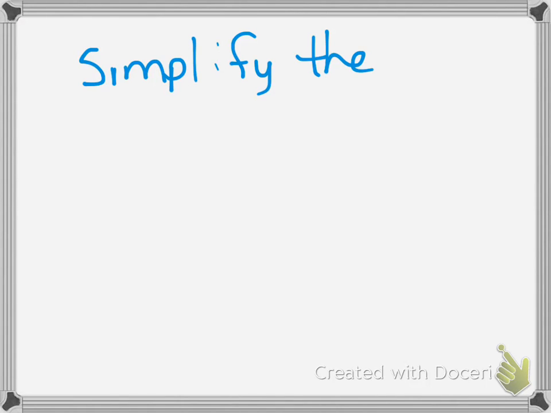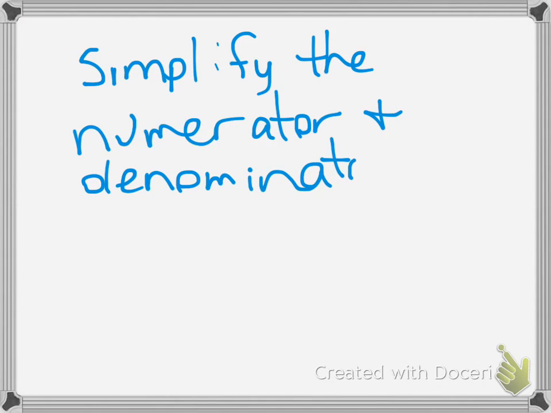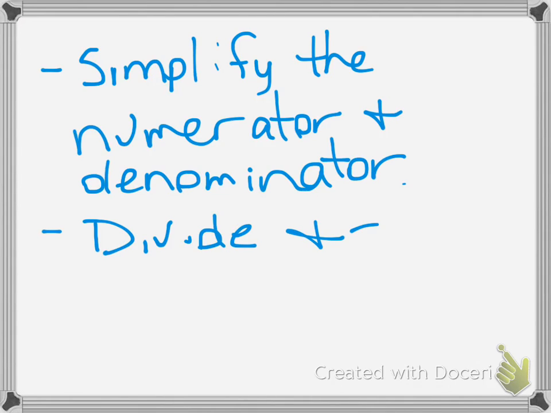Okay, so of the methods that we use to simplify complex fractions, there's one method where you simplify the numerator and denominator as much as possible, and then you divide and simplify. What that means is, for instance, we might have an example like this.